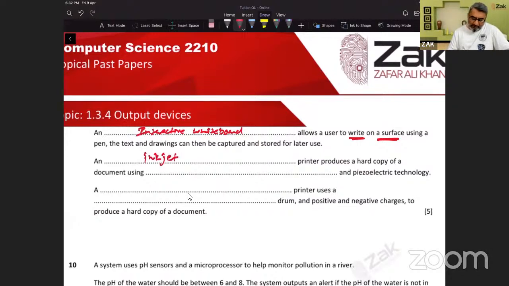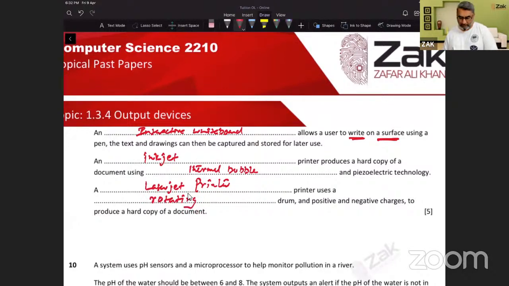An inkjet printer produces a hard copy of a document using thermal bubble and piezoelectric technology. A laser jet printer uses a rotating drum. These are the keywords. You would have to actually remember these words. Drum and positive and negative charges to produce a hard copy. So you get 5 marks for it.